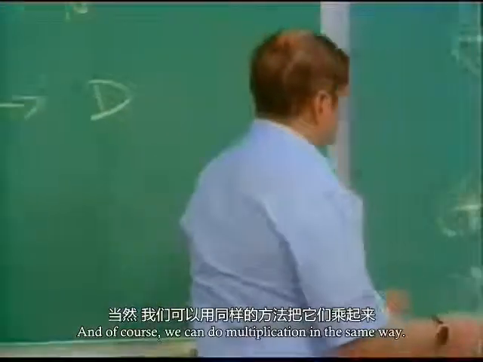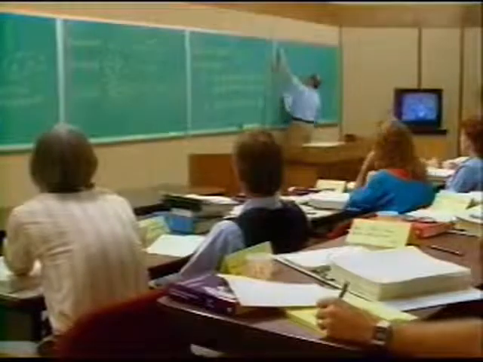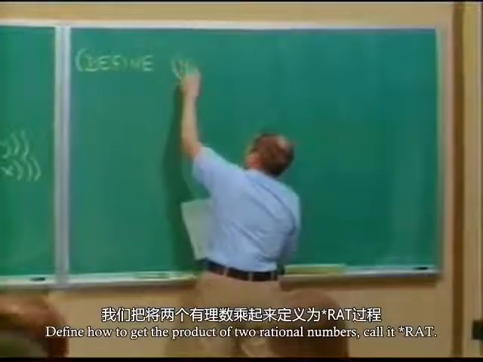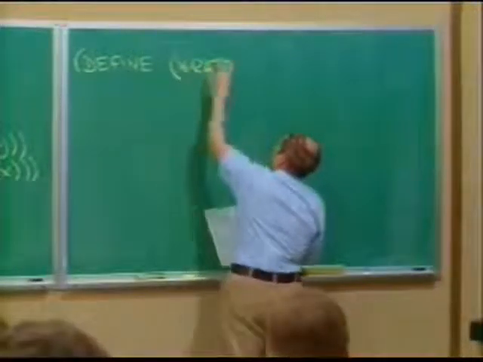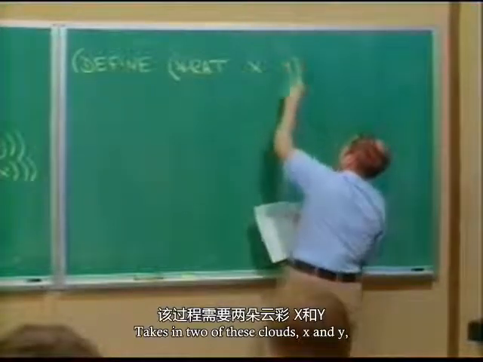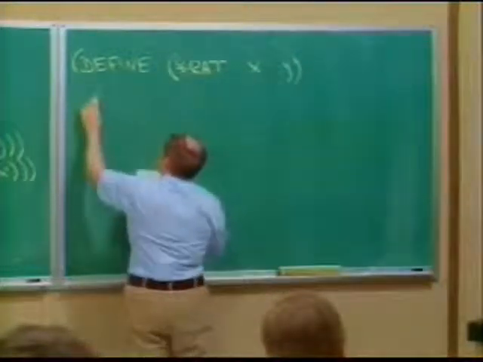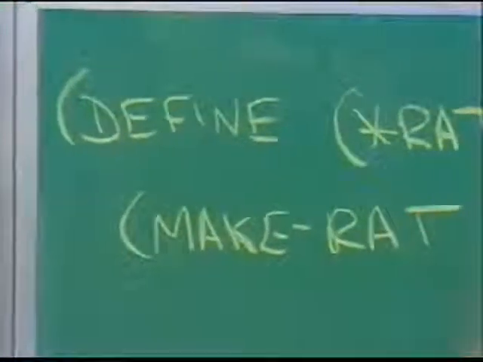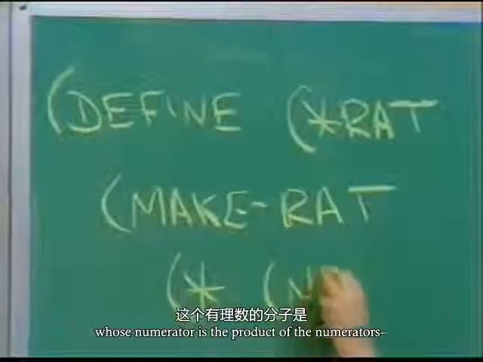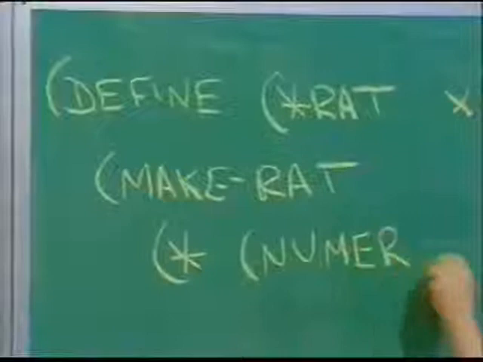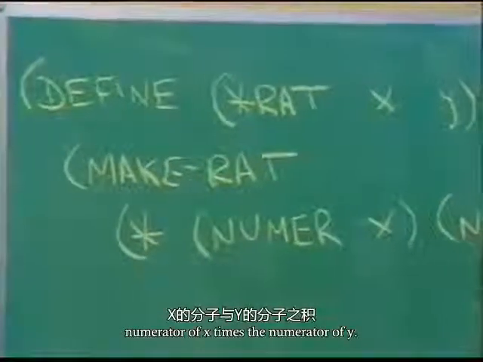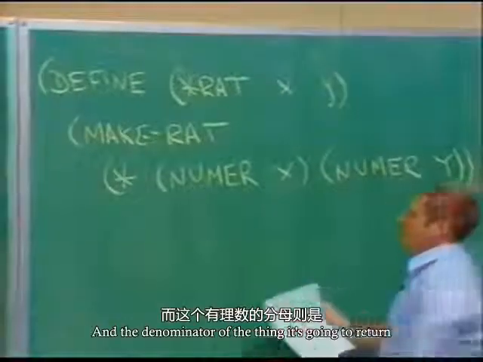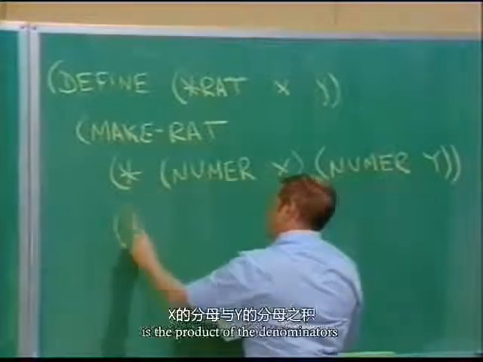And of course, we can do multiplication in the same way. I define how to get the product of 2 rational numbers. Call it star-rat. Takes in 2 of these clouds, x and y. It returns a rational number, makeRat, whose numerator is the product of the numerators, numerator of x times the numerator of y, and the denominator of the thing it's going to return is the product of the denominators.